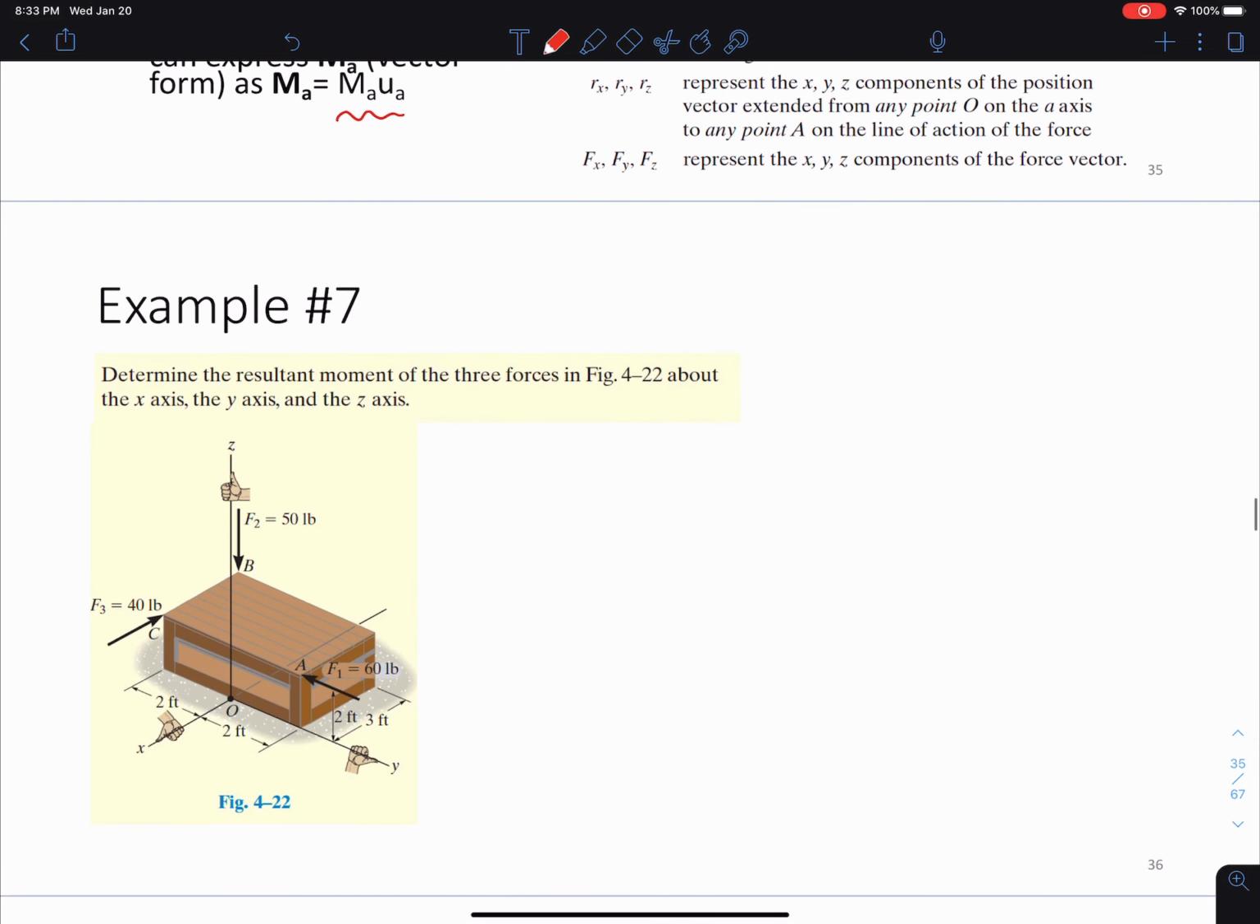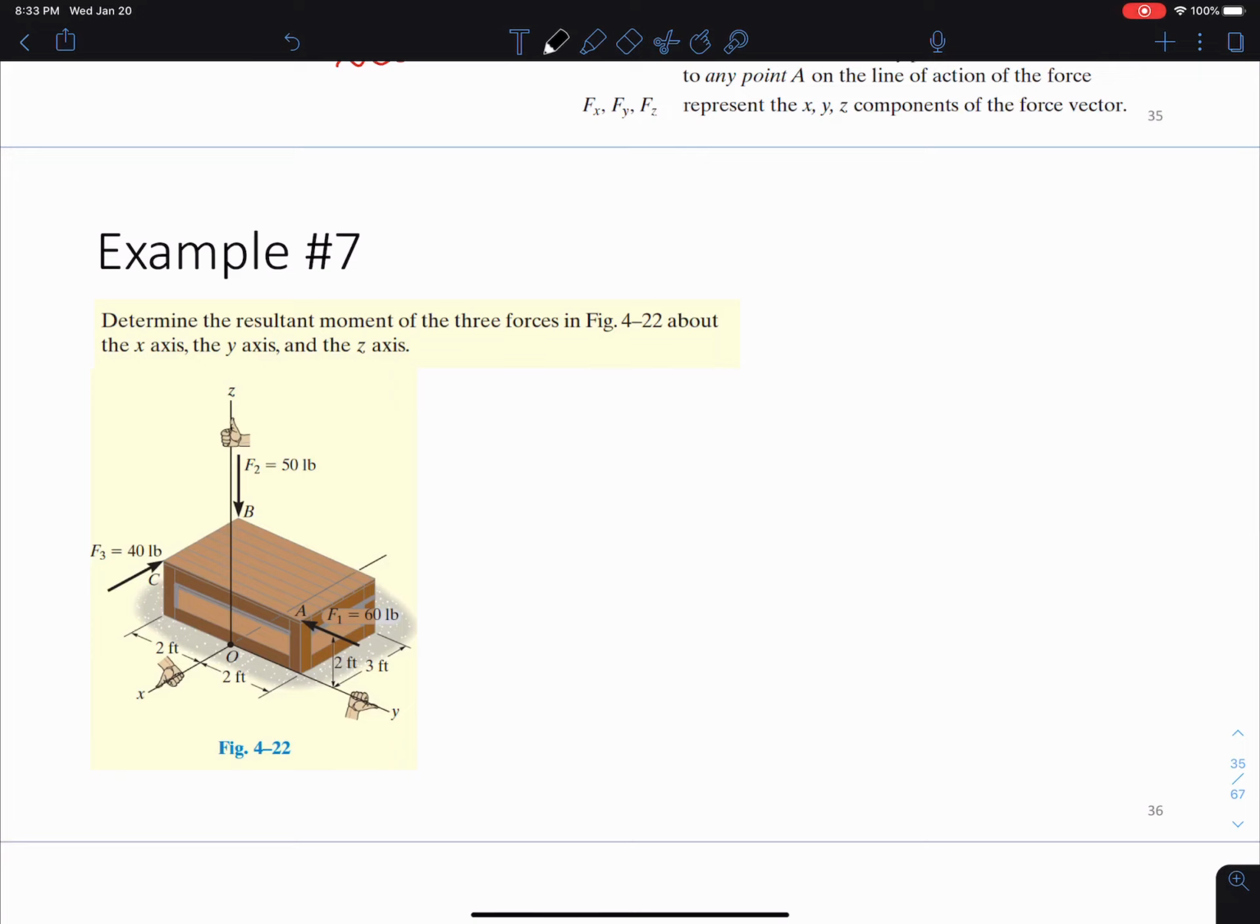Okay, so let's try this in an example here. We want to determine the resultant moment of the three forces about the X, Y, and Z axes. All we have to do, we're not being asked to sum anything up right now, we're just being asked to keep everything in their respective direction. So let's start with the X-axis and see what we're working with. Along the X-axis here, we have a 60-pound force, that is this one right here, and there's a moment arm of 2 feet away.